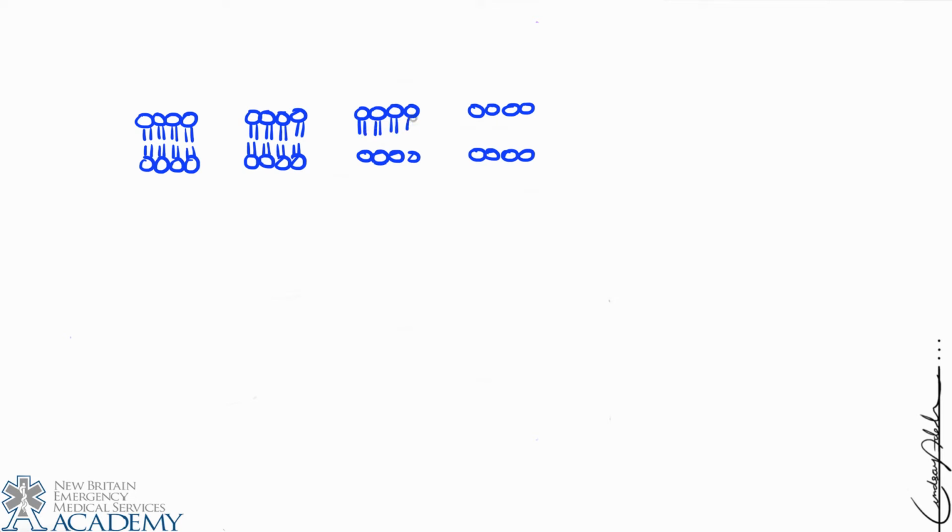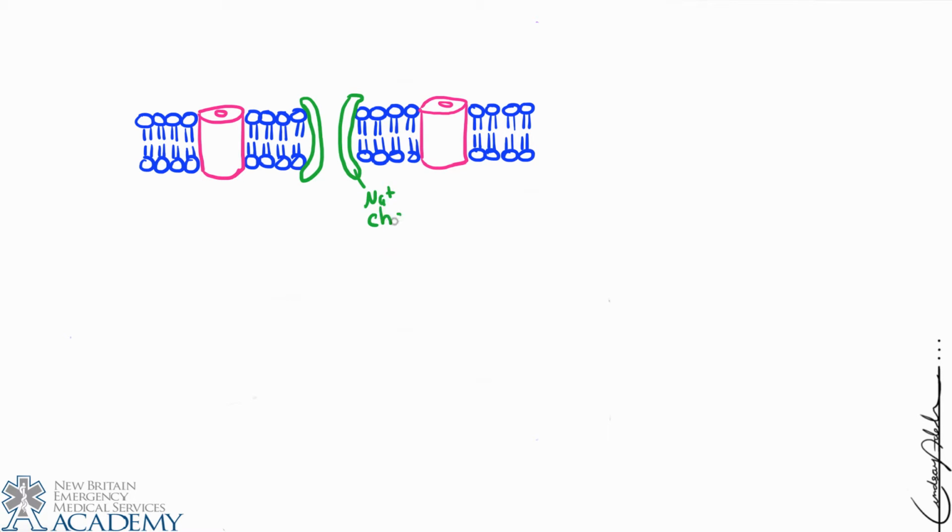So we'll draw a cell membrane with two aquaporins, and we'll draw in a sodium channel. And this sodium channel we'll say is open. So we won't specify what type of channel it is, we'll just say it's open. We'll draw in the ECF and the ICF, and we'll draw in some sodium ions.